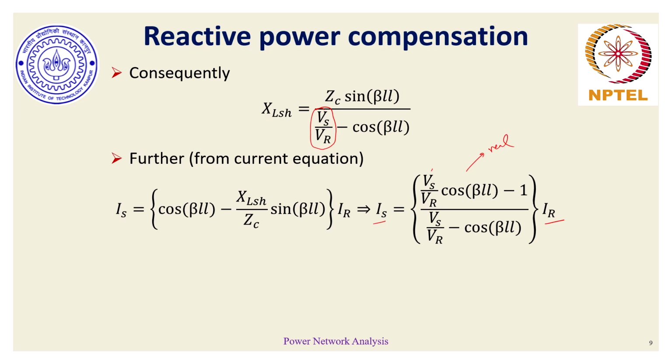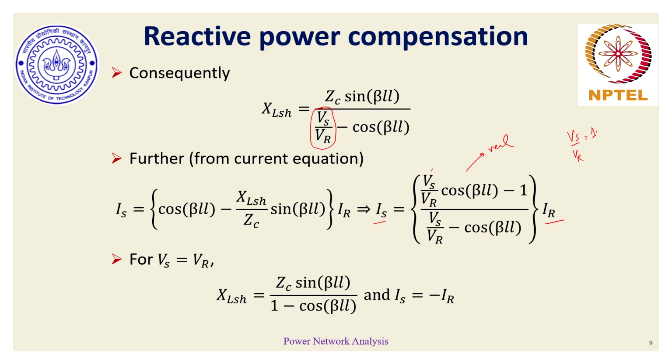If we want the same voltage at the receiving end with respect to the sending end, essentially we would expect Vs by Vr to be equal to 1. Then for the ratio equal to 1, XLSH becomes this expression. And for sending end and receiving end, we see that this entire term becomes equal to -1, which is essentially why IS is equal to -IR. So that's where the little difference comes in.